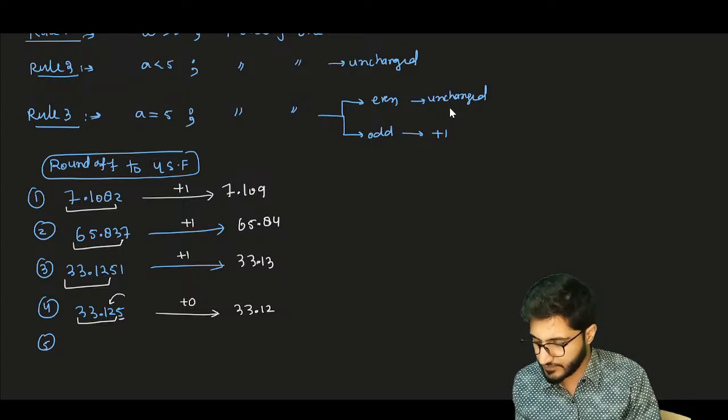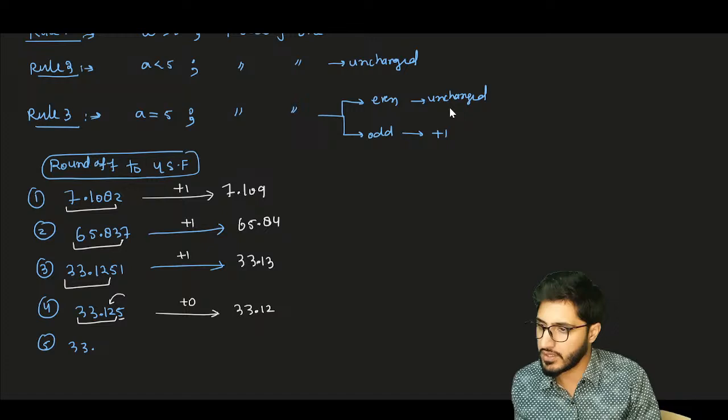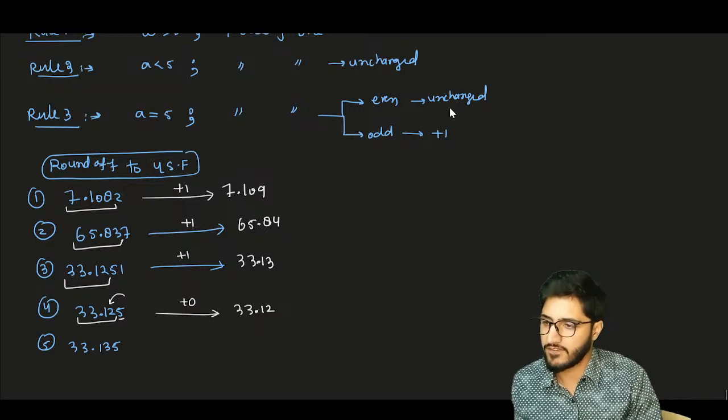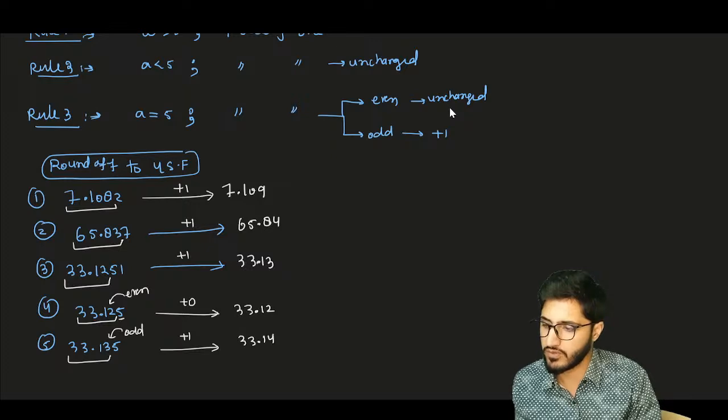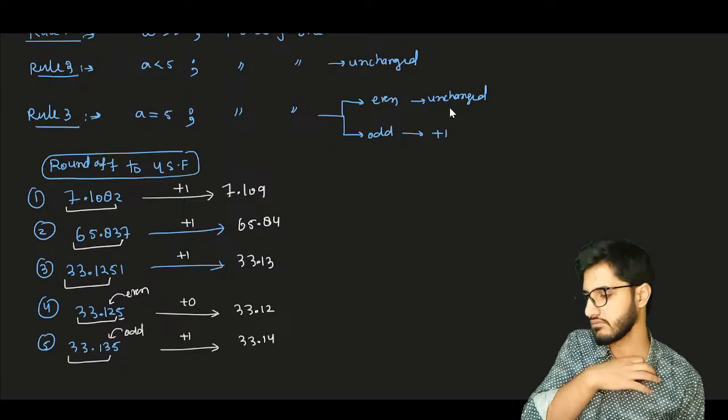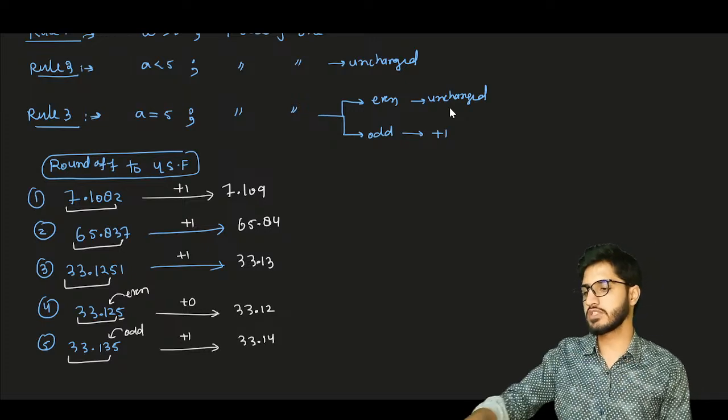Fifth one: if we have 3.135, it is 135, right? So 4 is up to this one. The digit 5 is to be rounded and the preceding 3 is odd. If odd, then plus 1. So it becomes 3.14. We can do the significant figures like this.